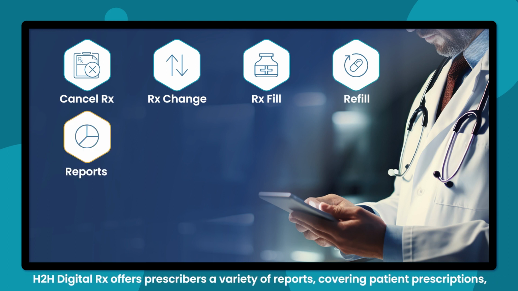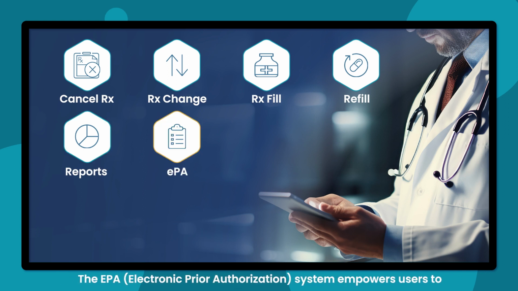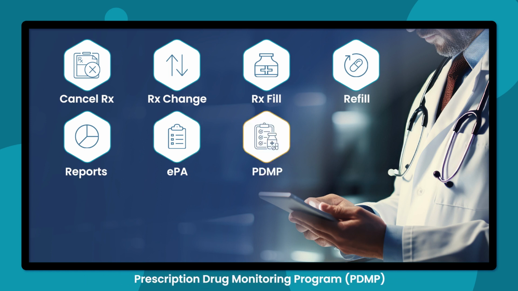Reports. H2H Digital Rx offers prescribers a variety of reports, covering patient prescriptions, prescriber history, saved prescriptions, user activity, patient medications, and pharmacy data. Electronic Prior Authorization (EPA). The EPA Electronic Prior Authorization System empowers users to efficiently streamline the prior authorization workflow electronically, facilitating quicker approvals and enhancing prescription pickup rates.